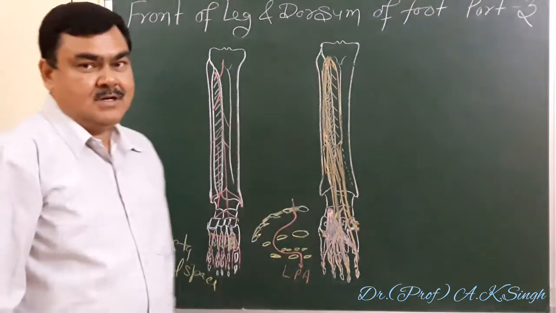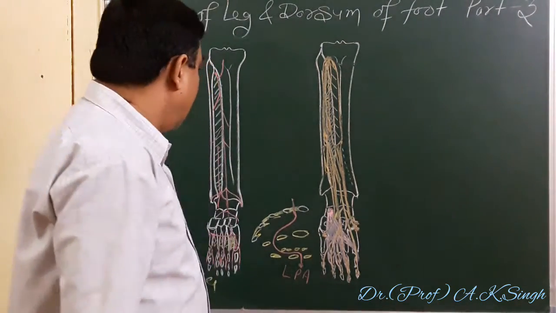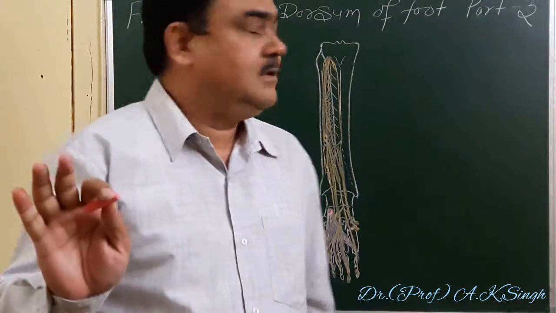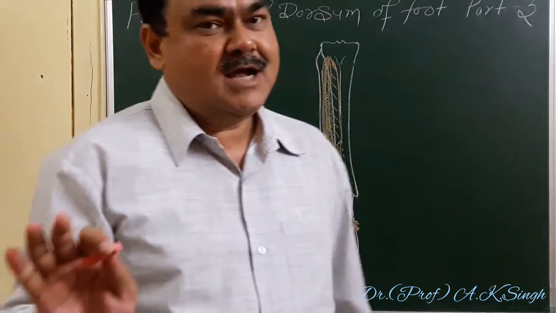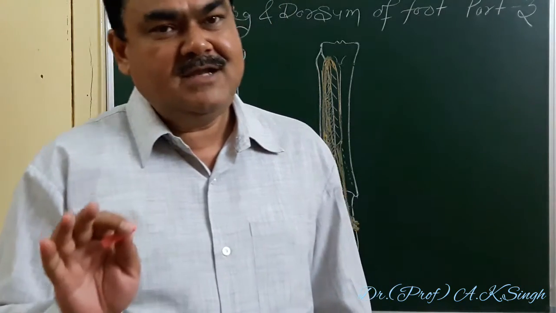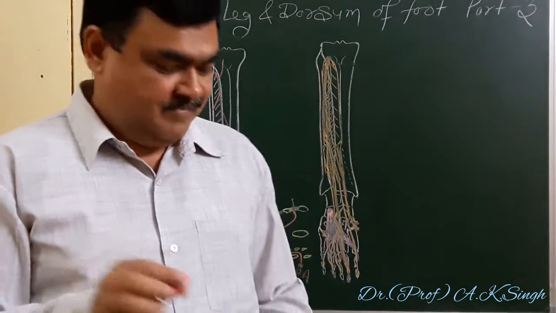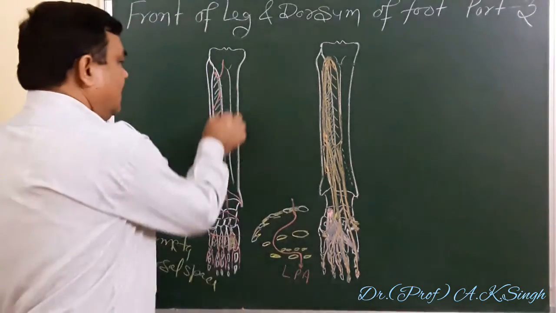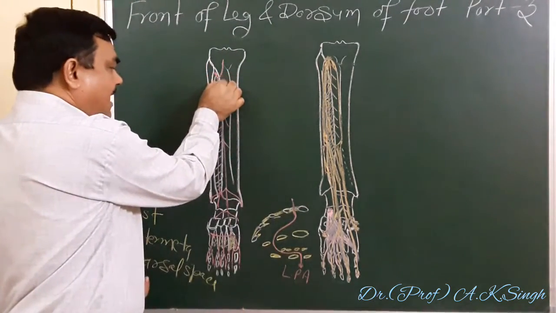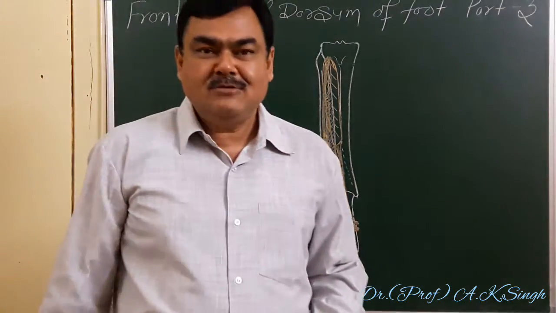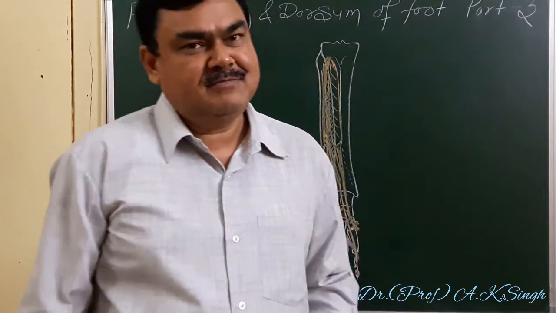So this is all about the arterial supply of the front of leg and dorsum of the foot. These arteries are accompanied by venae comitantes. So there are two venae comitantes running parallel to these arteries. So this is vascular supply of the front of leg and dorsum of the foot.